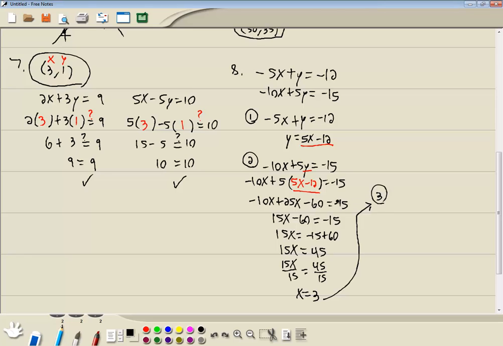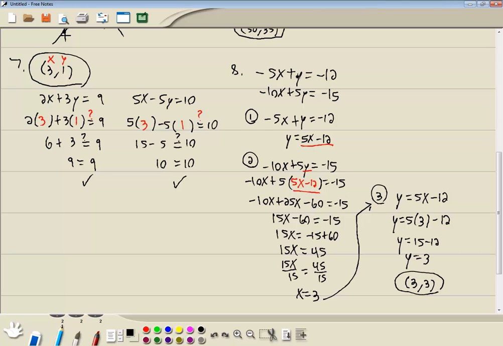Step 3, plug this into the equation from step 1. It's always solved for the other variable. So we got y is equal to 5x minus 12. We just said x is 3, so we got 5 times 3 minus 12. 5 times 3 is 15, minus 12. y is equal to 3. So our answer would be 3, 3.